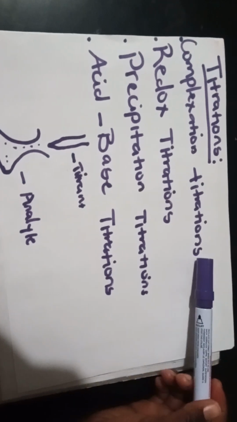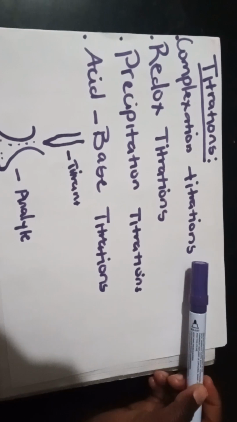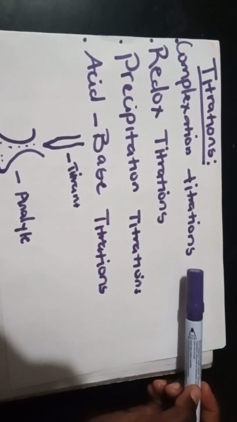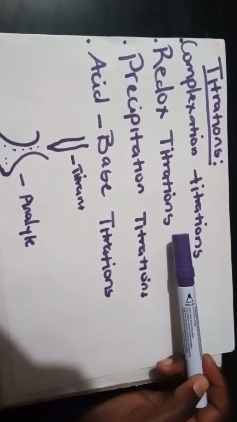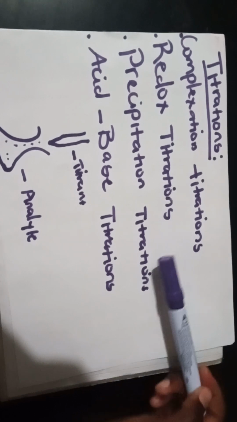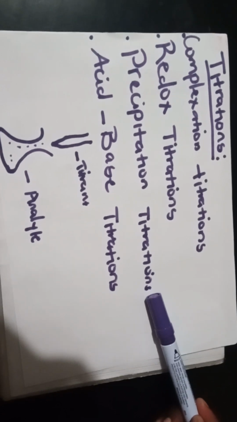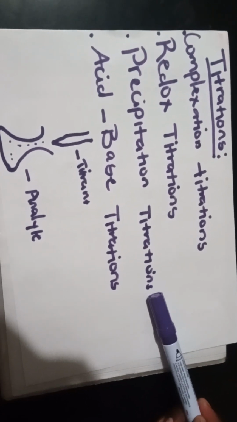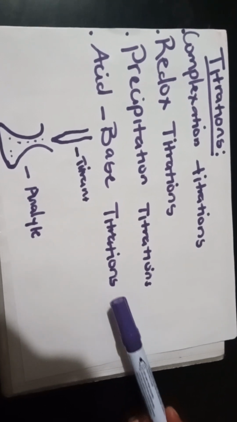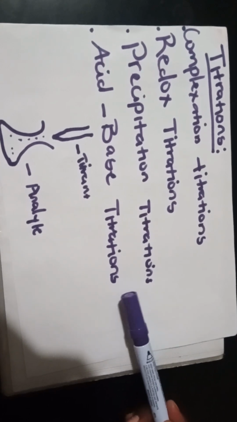So we have complexation titrations, which involve finding the concentration of metal ions. They do this by forming complexes with a titrant, for example, EDTA. Then we have redox titrations, which involve the transfer of electrons between a titrant and analyte. We have precipitation titrations, in which at the end of our titration we form a precipitate, which is an insoluble solid substance. And then last but not least, we have acid-base titrations, which involve neutralization of acid and bases to find either the concentration of our acid or of our base.